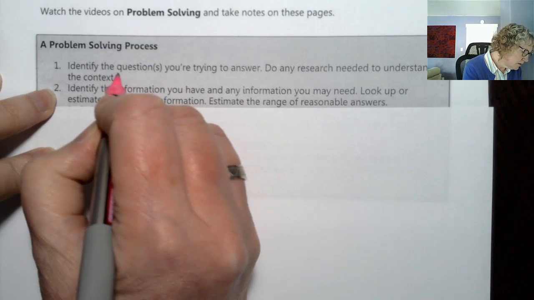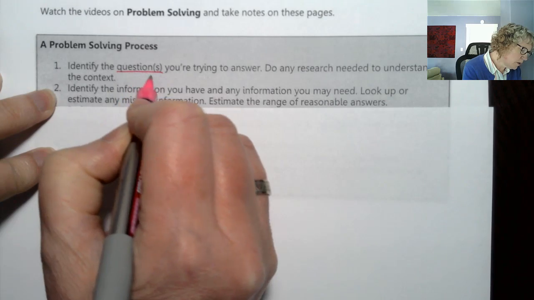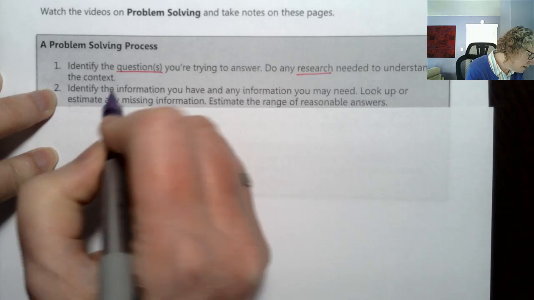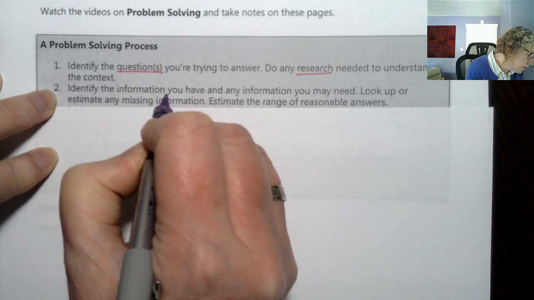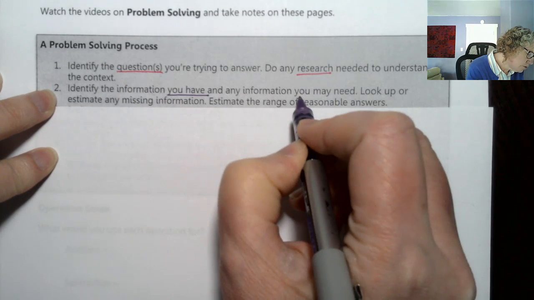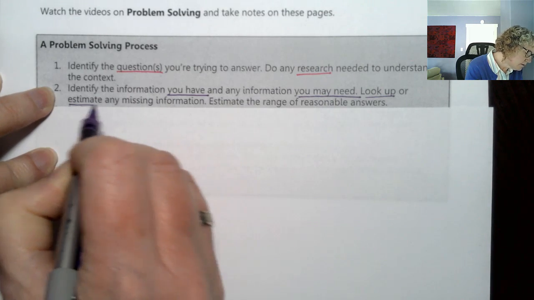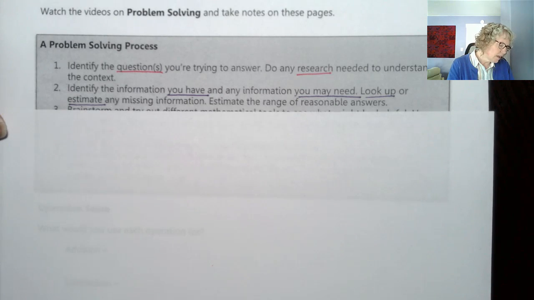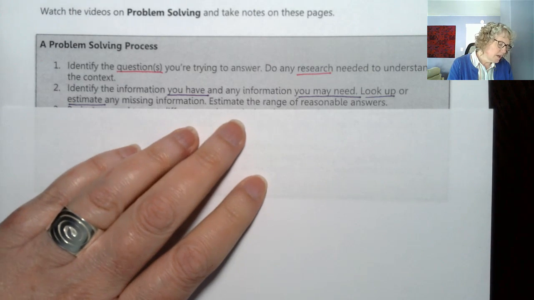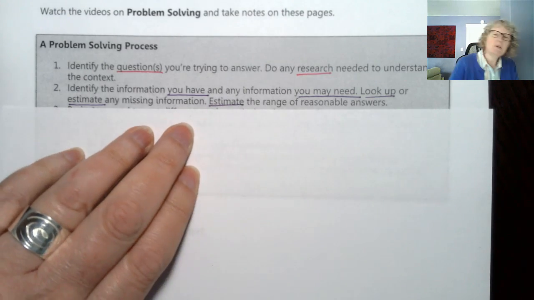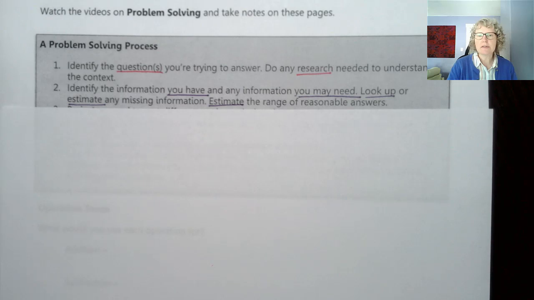Okay, so I'll do a little underline here. Identify the questions, do any research. And this one I'll underline, identify information you have and information you may need. Okay, so we might need to look up or estimate any missing information. Another really important part is estimating the range of reasonable answers. So what numbers would make sense for our answer? And this is going to help us at the end to determine whether our answer makes sense or not, if it's reasonable.